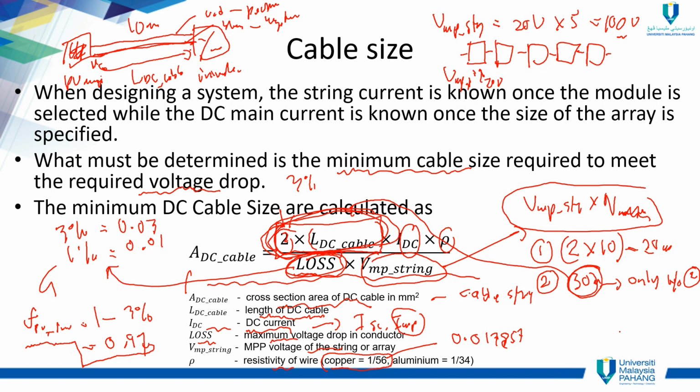Boleh dapat tak maksud dia apa? Total cable length tu maksudnya dia akan replace the value 2 multiply with LDC cable ni. Kalau dia sebut total cable route use in the system, maksudnya kalau awak buat 2 darab 30, 2 multiply with 30 is wrong. Okay, wrong. It's only 30.